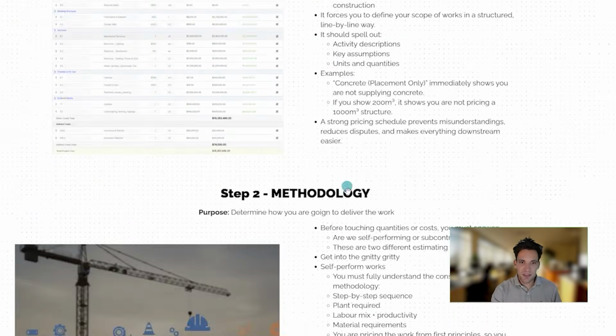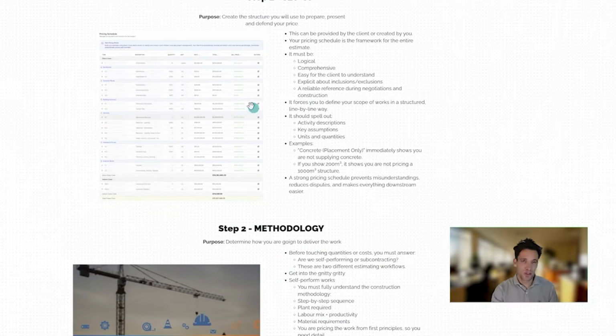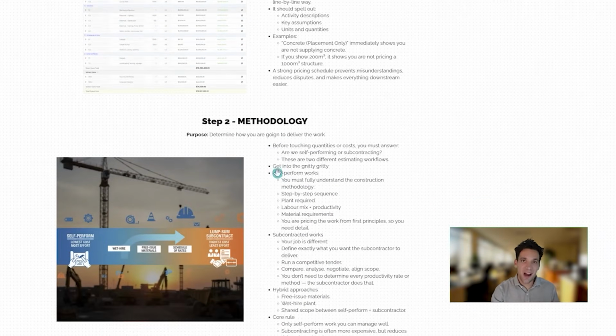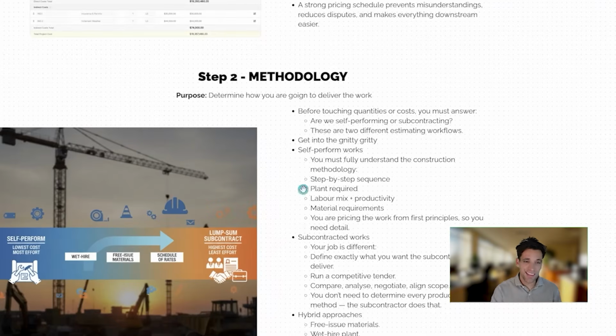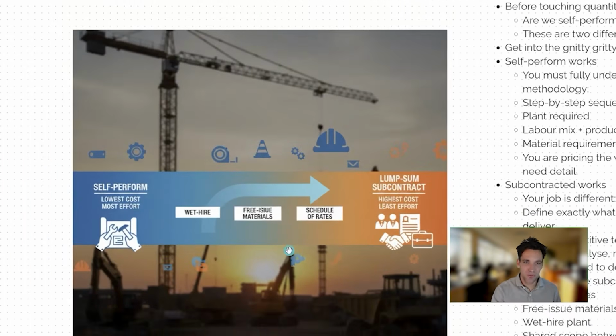All right, so the next step in this process is we need to establish our methodology. We've broken down the scope when we set up our pricing schedule. The next thing we need to do is determine how we are going to deliver each of these portions of the work. So when I'm talking about methodology, really what I'm talking about is how we're doing the work, but more specifically, how we're going to deliver the project scope.